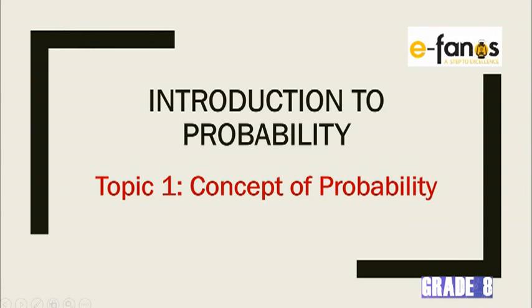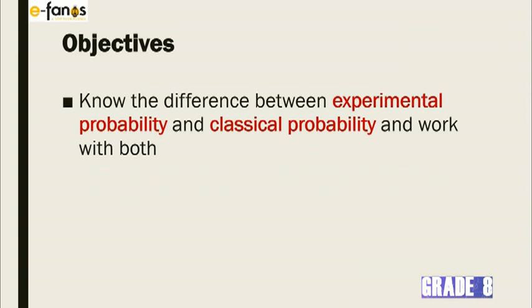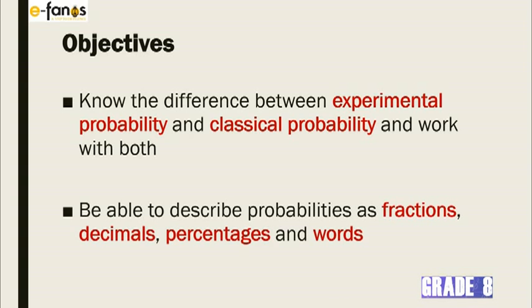Unit 6, Introduction to Probability. Topic 1, the concept of probability. The objectives are to know the difference between experimental probability and classical probability and work with both, and to be able to describe probabilities as fractions, decimals, percentages, and words.